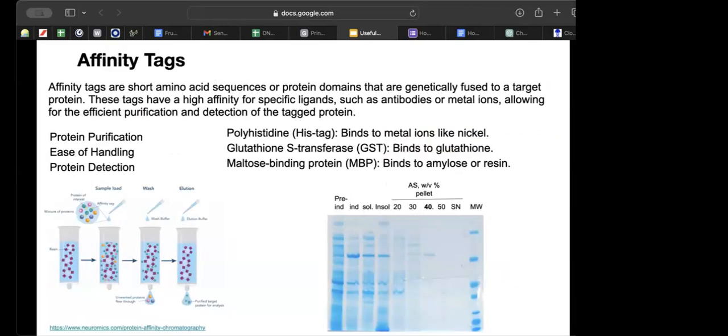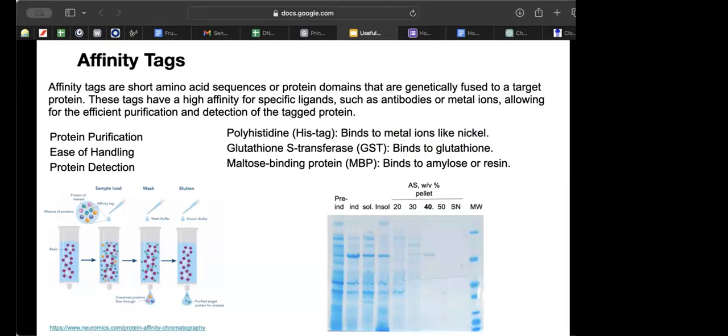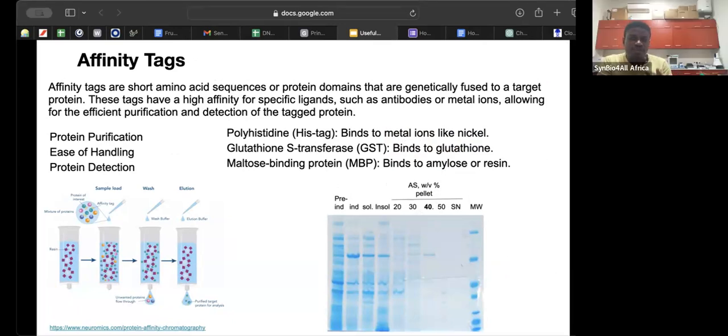Right. So another thing we are going to talk about is what we call affinity tags. So affinity tags are basically some proteins that have high affinity. If I say high affinity, it's like they are drawn more to some elements. So they're genetically designed to be drawn more to some elements such as iron or whatever. These tags have high affinity for specific ligands like ions and all those stuff, allowing for efficient purification and detection of a tagged protein.